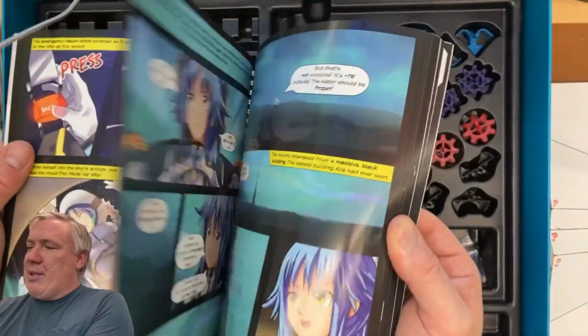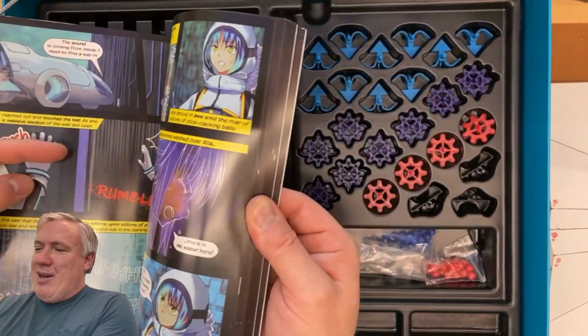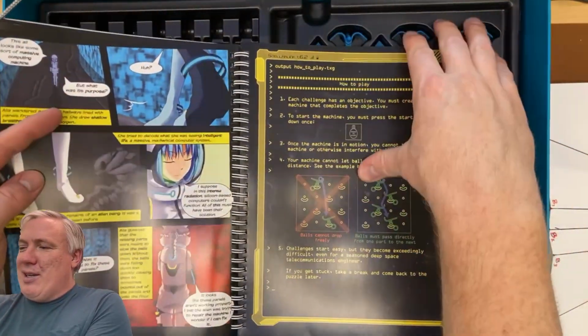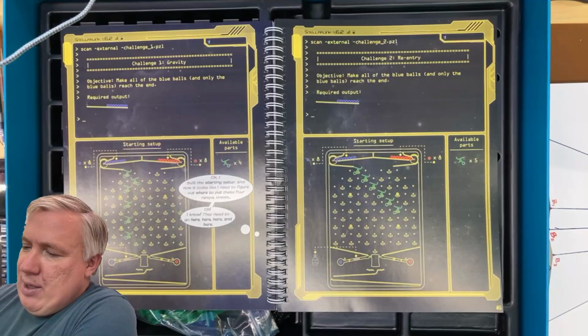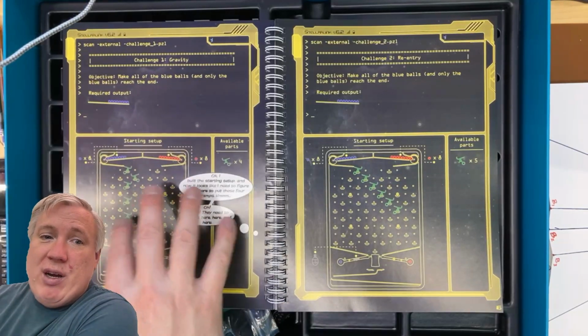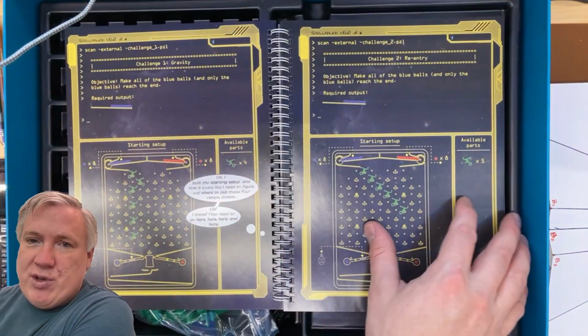You could read the comic section if you want to understand how they made the context of the game, that's fine. But I'm not going to do that for the video. And then there are challenges. They start very, very easy. All of you can solve these first challenges.